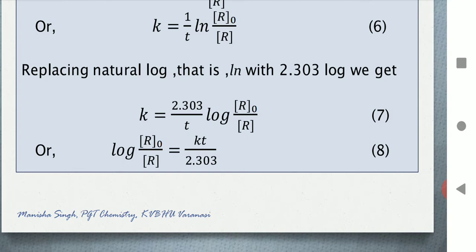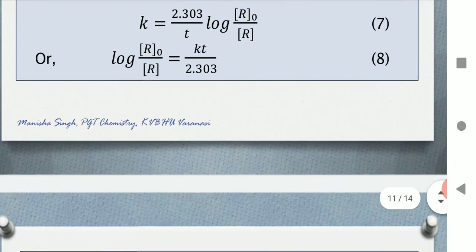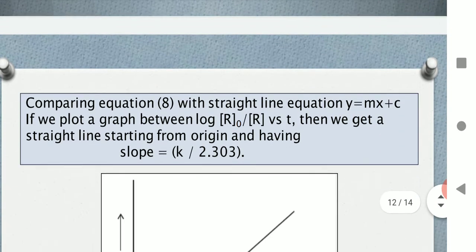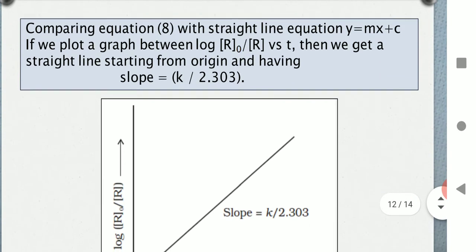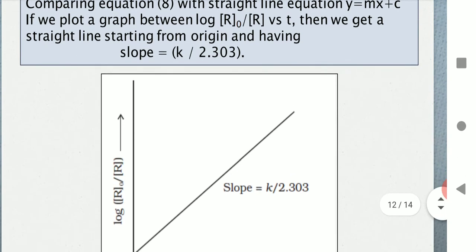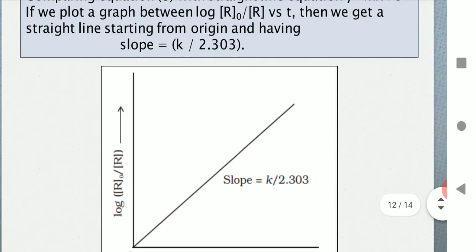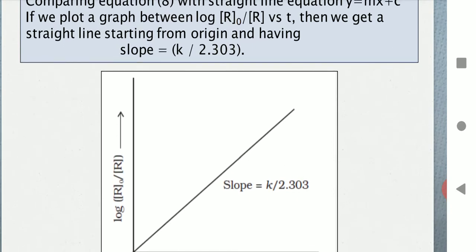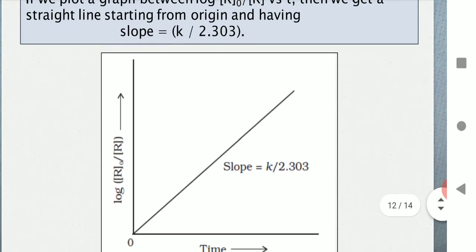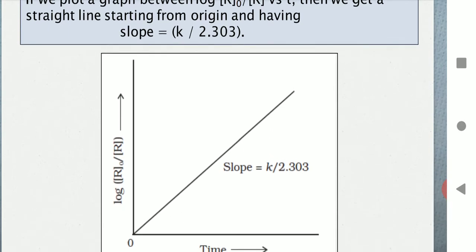This equation 8 can again be compared with the straight line equation y is equal to mx plus c. That is, if we plot log R naught by R versus time t, it will correspond to the straight line equation y is equal to mx plus c, and we'll get a straight line. Only thing is that this time the slope of the straight line will be positive and there will be no intercept, that is, the line will start from the origin, from point 0.